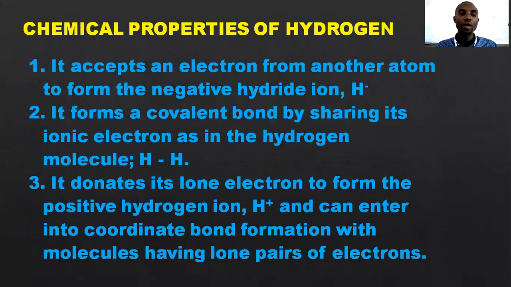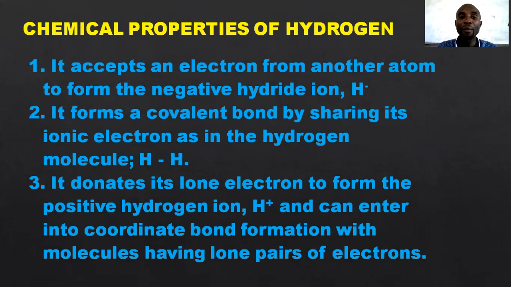Chemical behavior. Number 1 is that it accepts an electron from another atom to form a negative hydride ion. It has a capacity to accept an electron. When it accepts an electron, it becomes negative. At the same time, it forms a covalent bond by sharing its electron, as in the hydrogen molecule. It can share with another hydrogen. They will share to form the hydrogen molecule, which is H2.